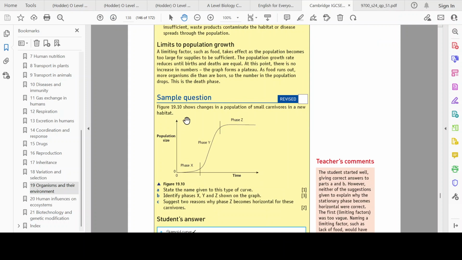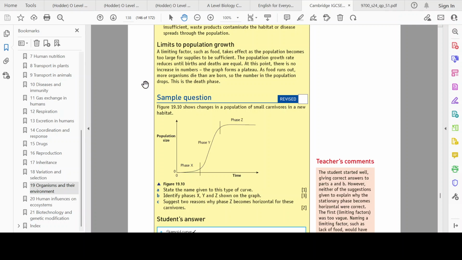Limits to population growth. A limiting factor such as food takes effect as the population becomes too large for supplies to be sufficient. That means if there's a lot of individuals in a population and food becomes a limiting factor, there's not enough food for everyone, so the population growth rate will go down until births and deaths are equal. So as many offspring are being born as individuals of the population are dying.